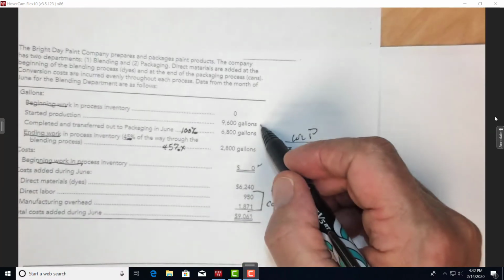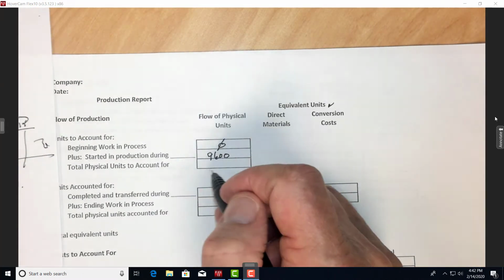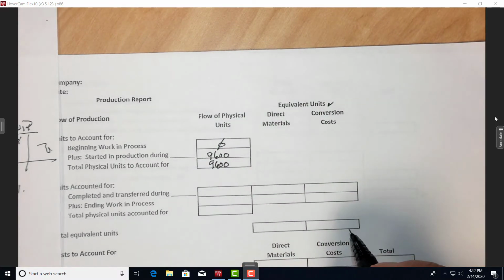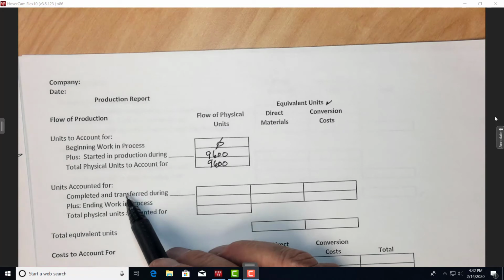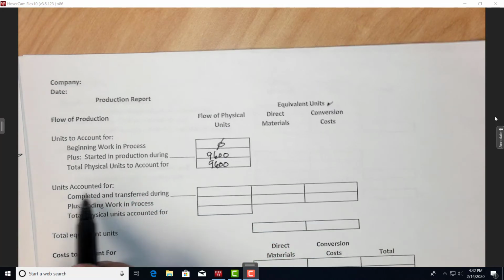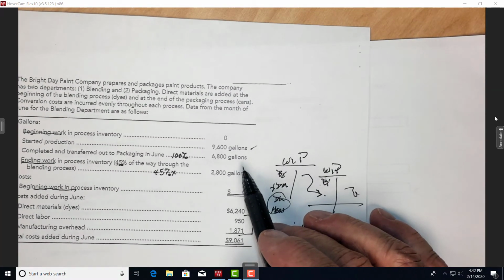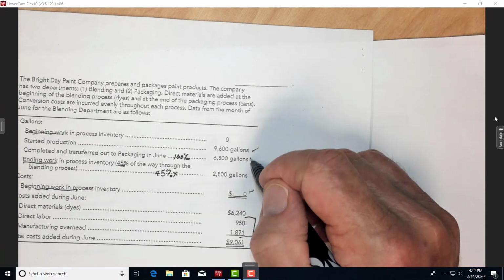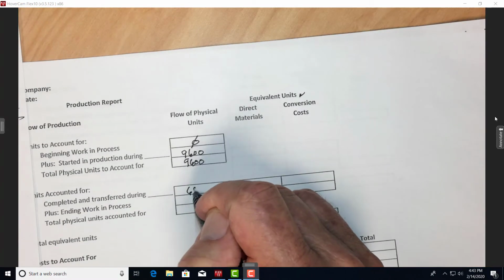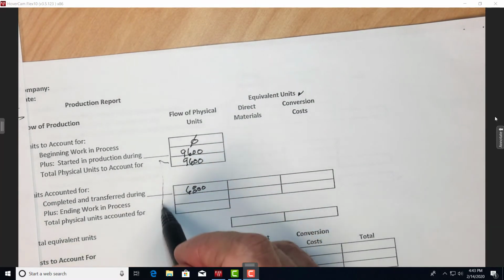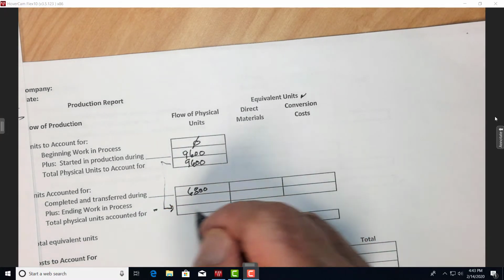9,600 gallons was started in production. So the total physical units is 9,600 because there was no beginning work. Now it says completed, accounted for. Well, we have to account for the completed and transferred out to the packaging, which was 6,800, and we know that the physical units to account for here have got to be the same. They've got to equal.